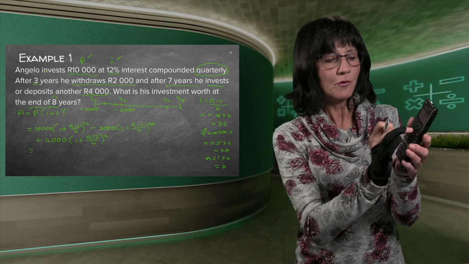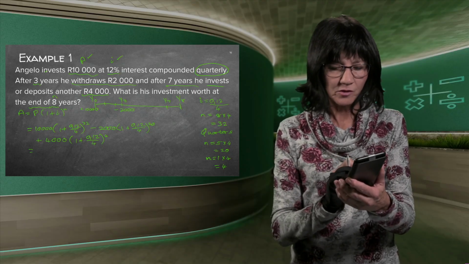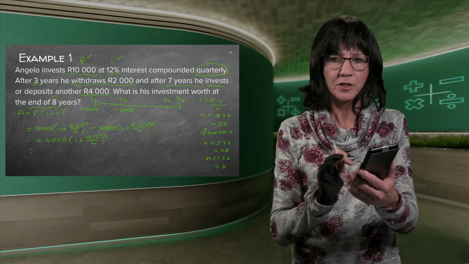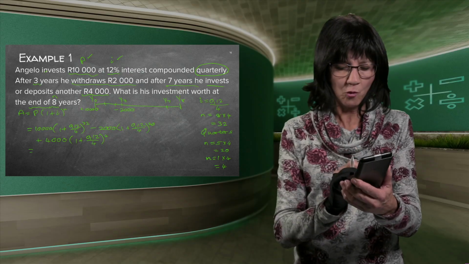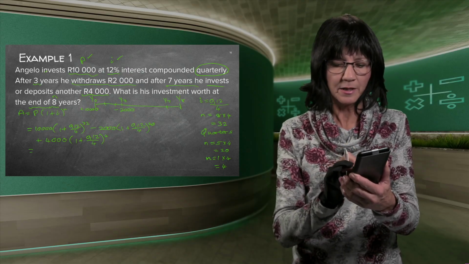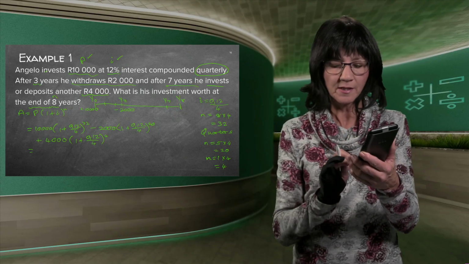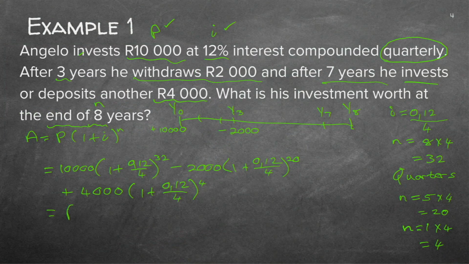Again, go to the right-hand side with your cursor, and now I have to add the 4,000. With all its interest, so it's 1 plus fraction, 0.12 over 4. To the right-hand side, bracket to the power of, this was only 1 year, so it's 4 quarters, and I press the equal sign. And this should give me the right answer. 26,640 rand and 64 cents.